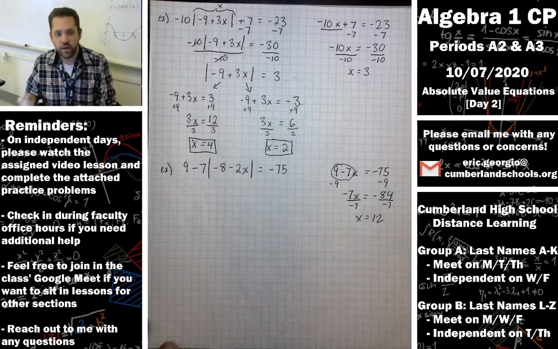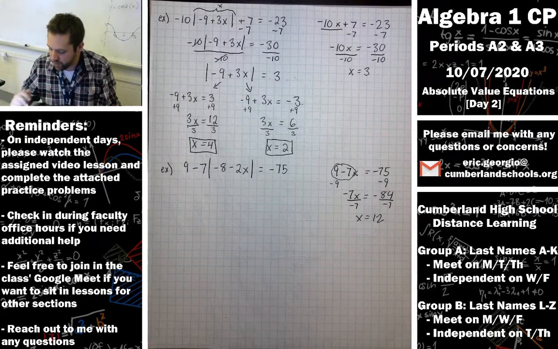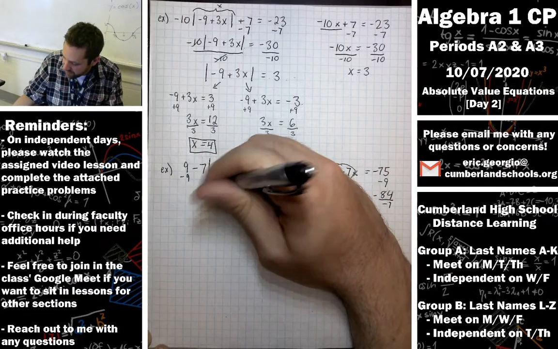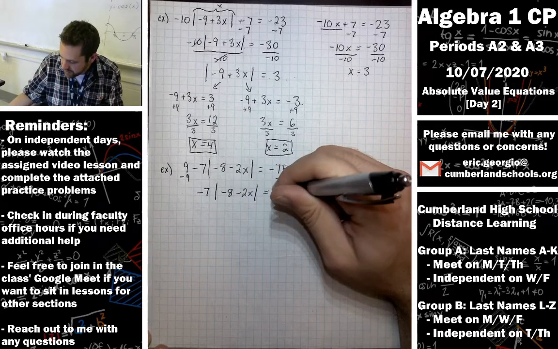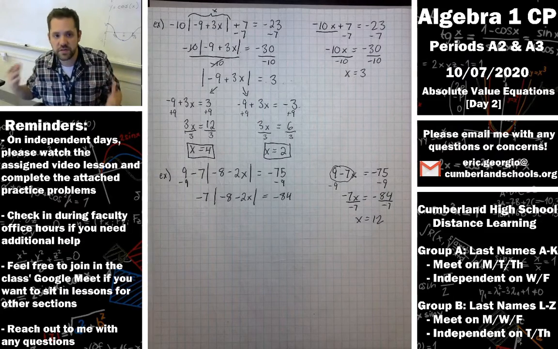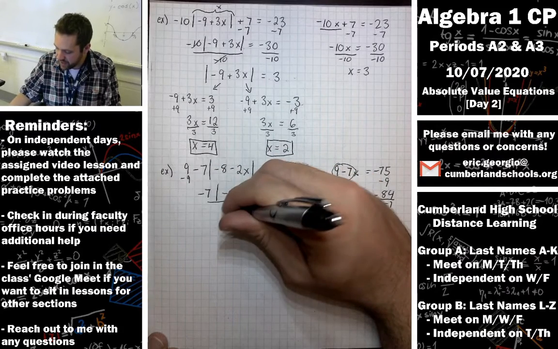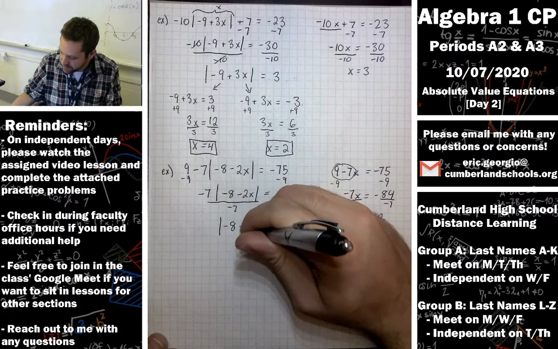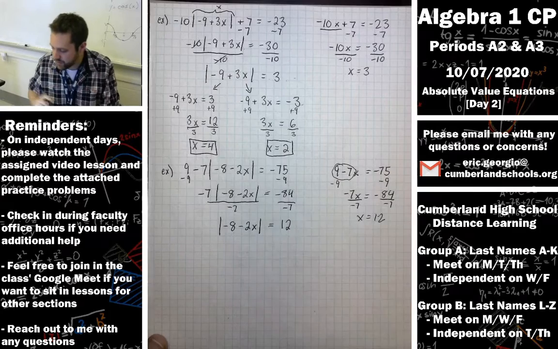Okay? Notice I'm going to do the same simplification steps over here in order to get that absolute value by itself. I'm going to subtract 9 from both sides. Gives us negative 7 times the absolute value of negative 8 minus 2x is equal to negative 84. See how similar of a process it is? You're really going through all those same simplification steps. Divide both sides by negative 7. We're going to get the absolute value of negative 8 minus 2x is equal to negative 84 divided by negative 7, positive 12.